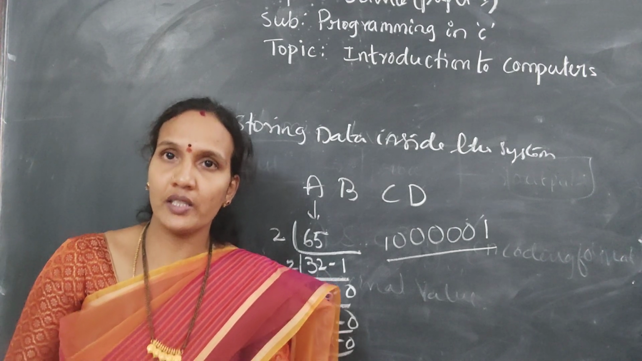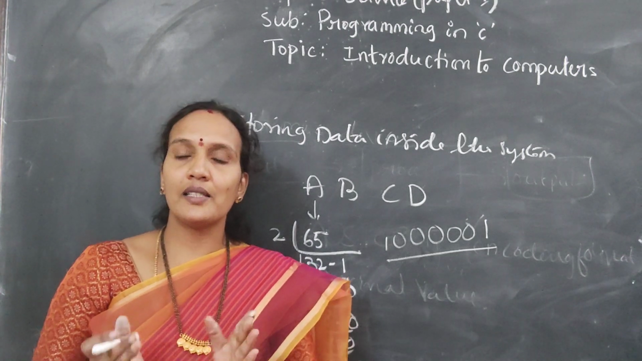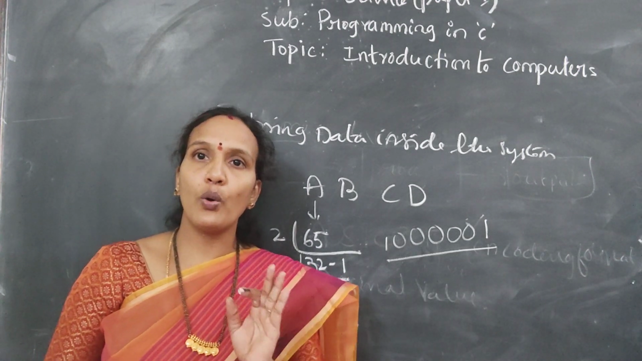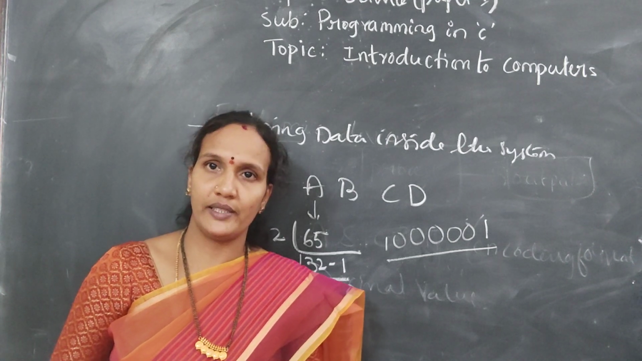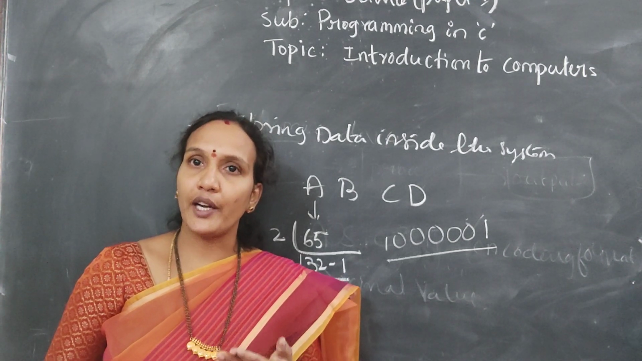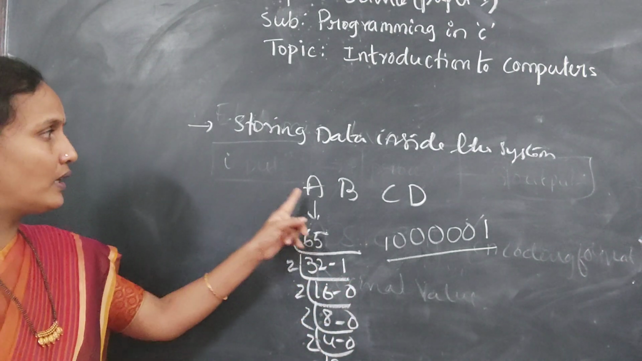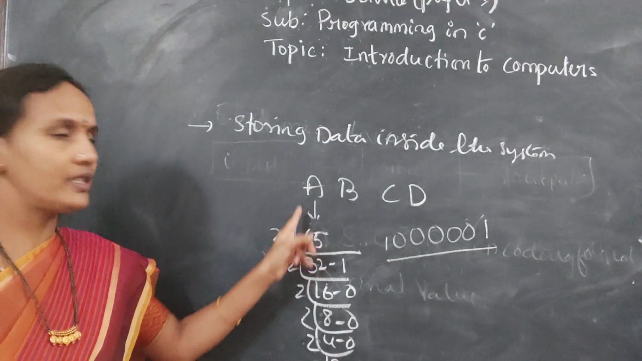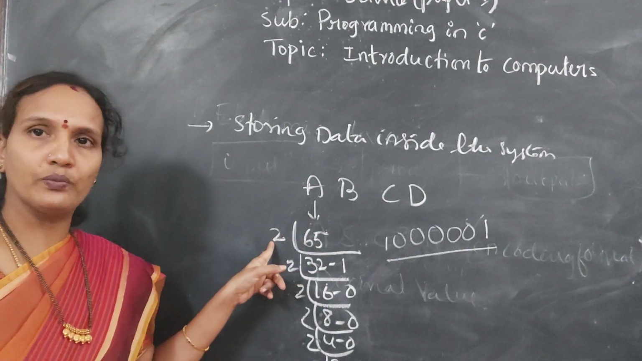Why are we converting this decimal value, this character, into the binary value? Because the system will understand only the binary language. So that is why whatever characters you enter, finally that should be converted into binary. How to convert? Here I have explained. The standard decimal value of A is 65. This 65 you divide by 2.